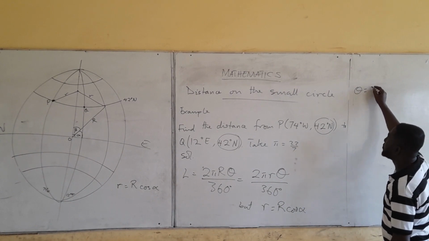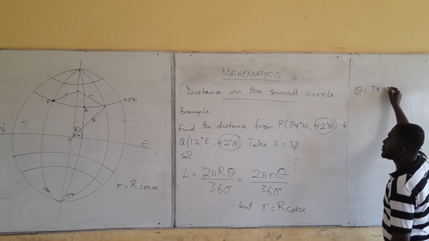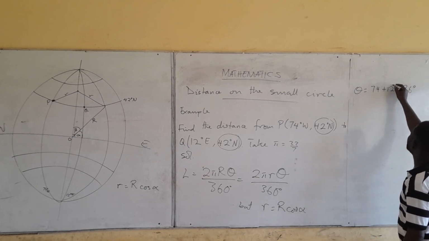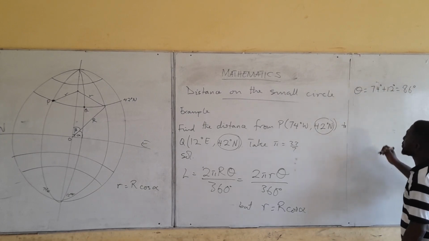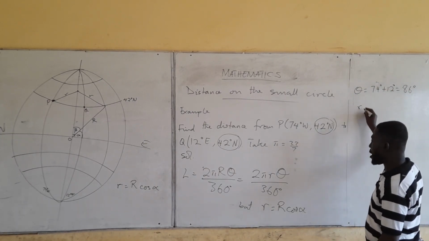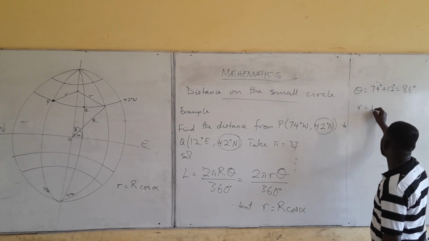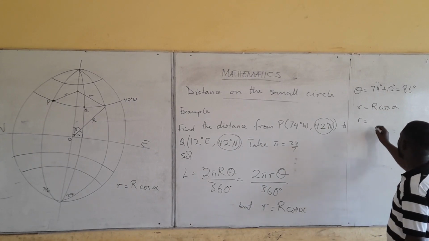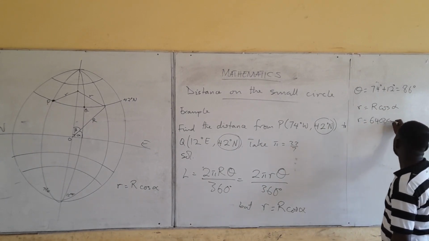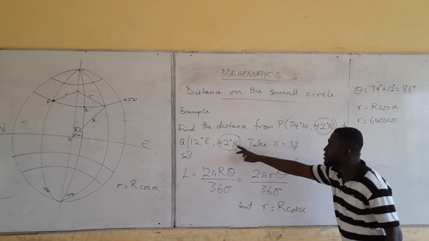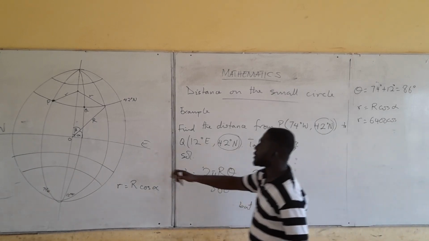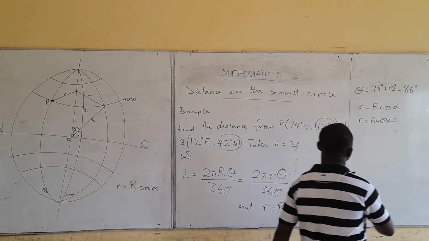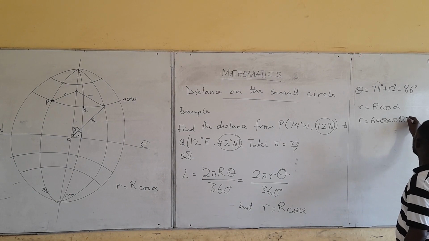74 plus 12, and that is going to be 86 degrees. So that is my theta. Then my small r becomes big R cos alpha. So r is equal to 6,400 cos alpha, and alpha is 42 degrees. I've told you already, that is this angle here. And alpha and beta are complementary. So 42 degrees.